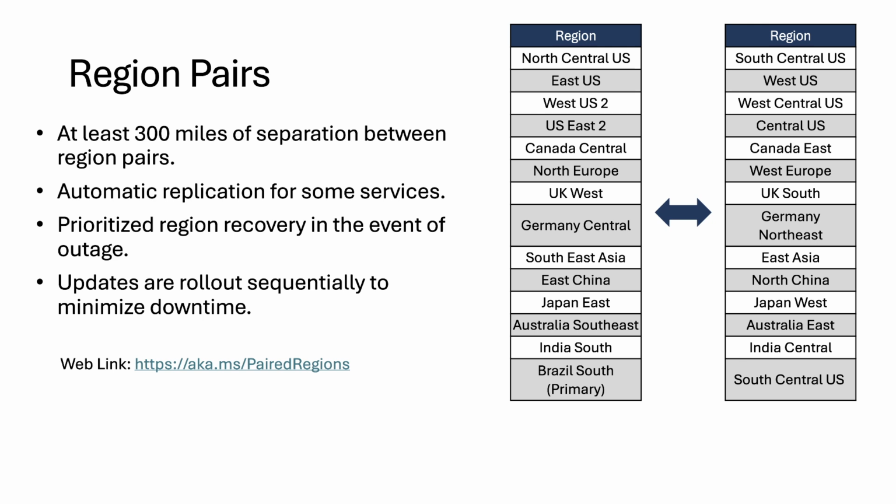And there is an automatic replication of some services between these region pairs. Prioritized region recovery in the event of outage. It's the main reason: when there is an outage in one of the regions, then all the data in that specific region is backed up to the paired region. Updates are rolled out sequentially to minimize downtime. For more information, you can go to the web link and find more information.